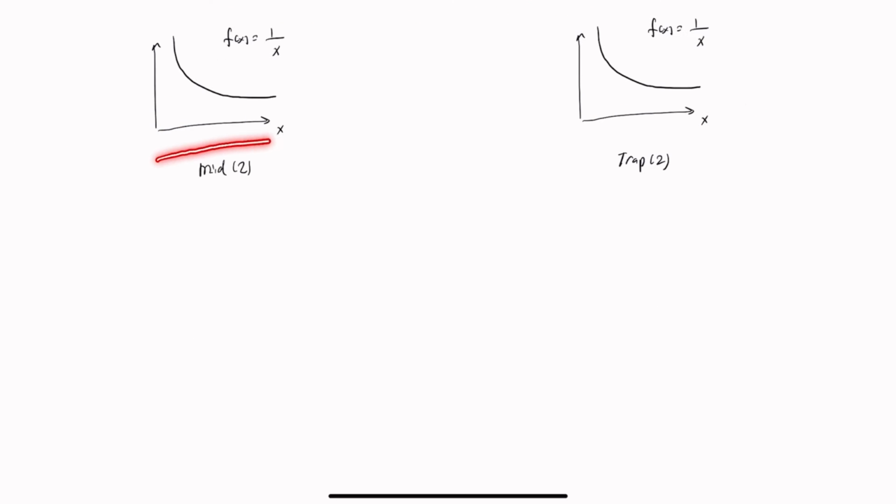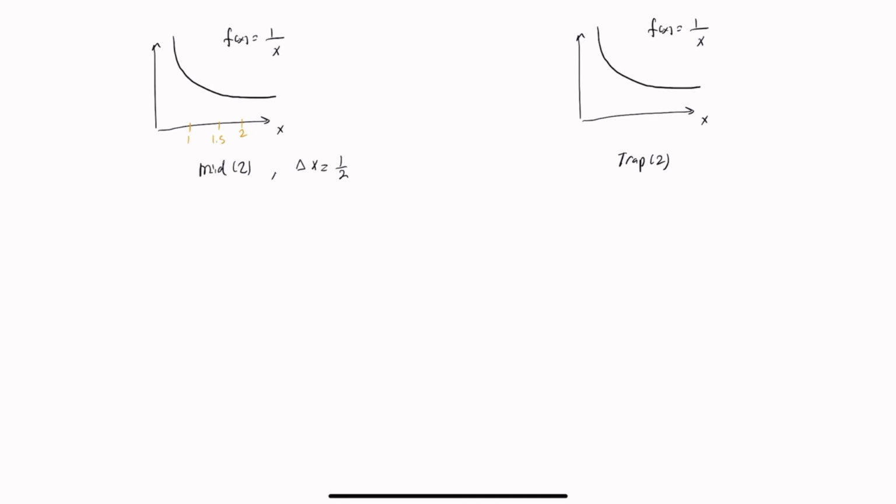Again, this is the graph of the function f of x, which is 1 over x. Here I'm going to present mid of 2, and then here I'm going to present trap of 2. First, let's go with mid of 2. Remember, delta x is the same in here since the sub-interval is the same, so it's going to be equal to half. And then let's draw mid of 2. The first step is to notate our interval, which is going to be from 1 to 2, and then the midpoint here is going to be 1.5.